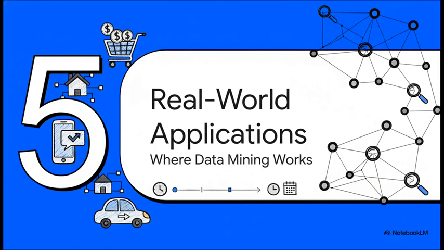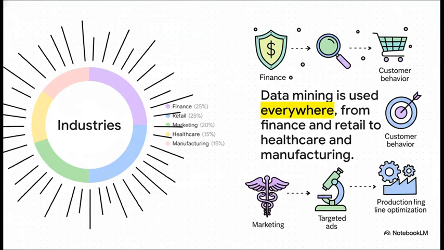Okay, now for the most exciting part. How does all this theory actually play out in our everyday lives? The short answer is, data mining is everywhere. The finance industry uses it to spot suspicious credit card transactions. Retail uses it to understand why customers abandon their shopping carts. In healthcare, it helps predict disease risks based on patient records. Marketers use it to make sure you see the right ads, and manufacturers use it to optimize their production lines.